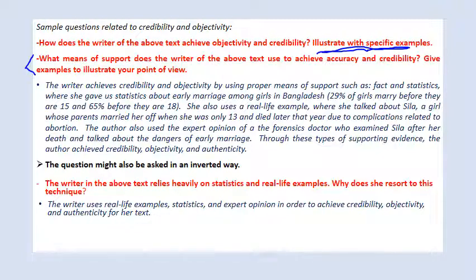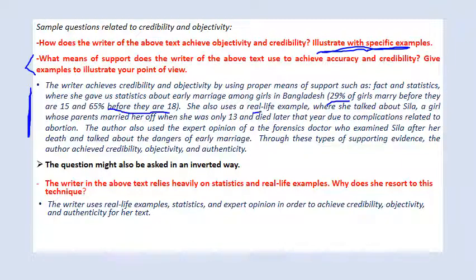What means of support does the writer of the above text use to achieve accuracy and credibility? Give examples. Please read this thoroughly. This is how your answer should be. The writer achieves credibility and objectivity by using proper means of support such as facts and statistics. Don't stop there. Tell me. Give me at least one example. Okay? You can put them between brackets if you want, or between commas.